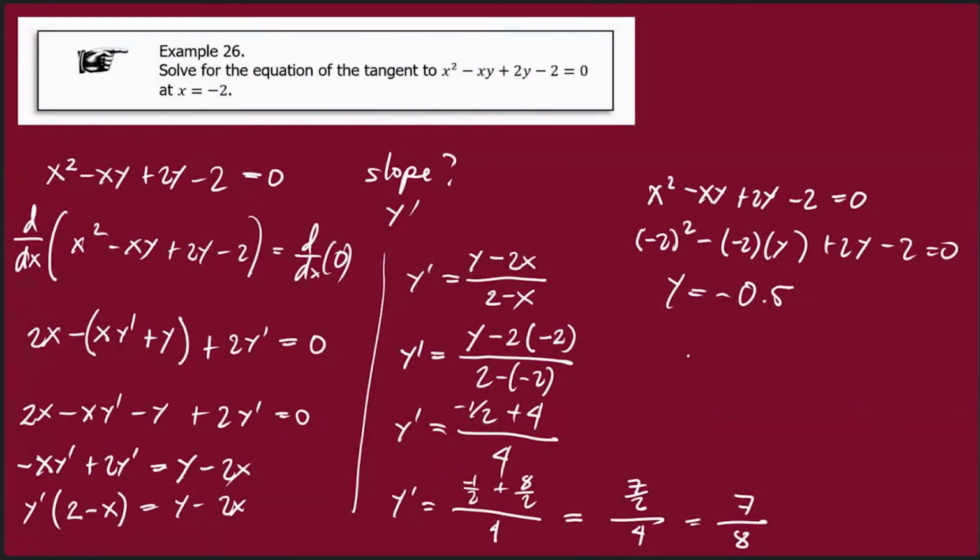So now that you have your y prime, it is actually the slope of the tangent line, and that is equal to positive 7 over 8. And you already have the value of your point. You have your value for x, the abscissa, which is negative 2. And your y, or the ordinate, is negative 1 half, or -0.5.